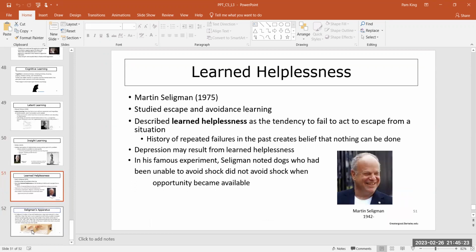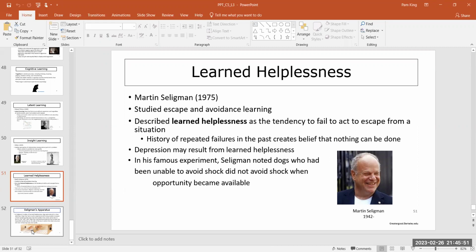Another type of learning that we have sometimes is categorized as a cognitive kind of learning. Other times it's categorized as a little bit more behavioral. So it depends on who you read as to where learned helplessness gets categorized.